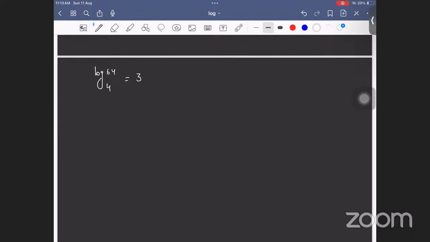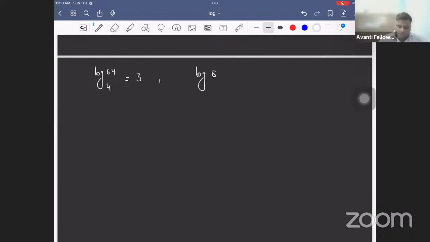Log 81 base under root 3. Very good. Now, what should be the power of under root 3 to make it 81? Quickly, reply your answers in the chat box. Which power of under root 3 is 81? 3 to the power 4 is 81, so root 3 to the power 8 will be 81. Answer is 8.